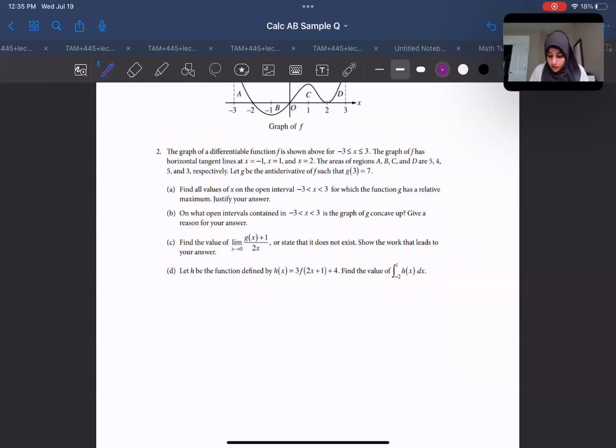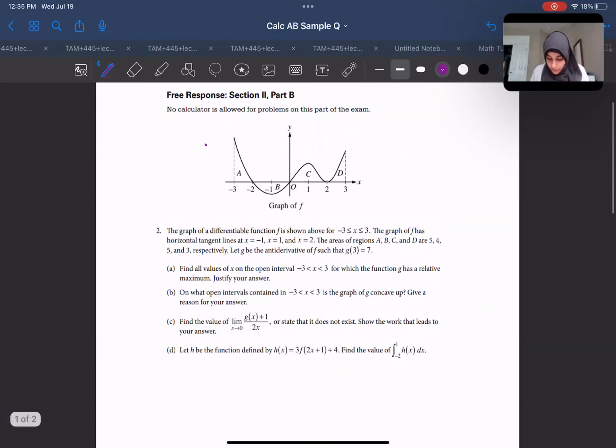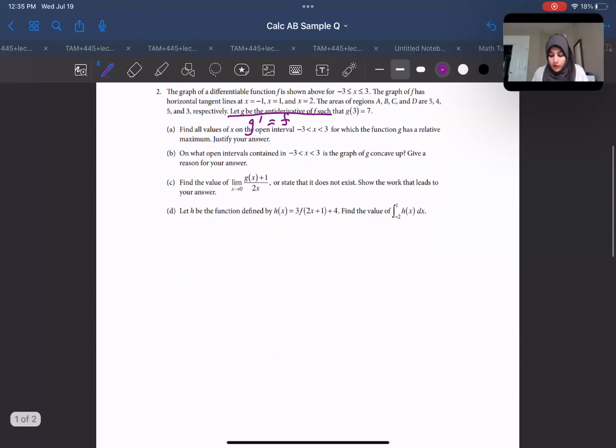Justify your answer. So we know that g is the antiderivative of f. What does that mean? That means that g prime is equal to f. So if I were looking at a graph of g and I were trying to find the relative maximum, I'm going to go ahead and just draw a small example. So let's say that this is a graph of g and I have a relative maximum right here.